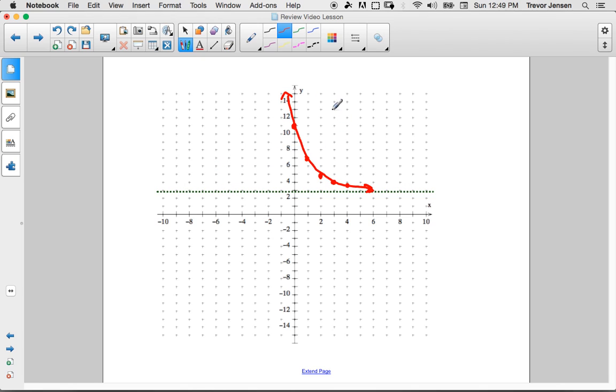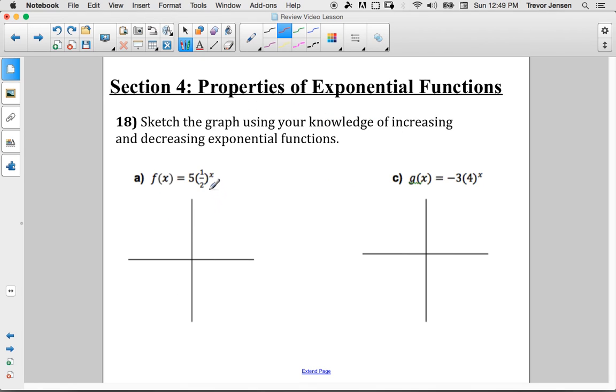So now we should state that this function, as we go from the left to the right, is decreasing. The y values are getting smaller, so just label that this is a decreasing function. And also notice I put arrows on the end of my function to show that it continues in both directions.